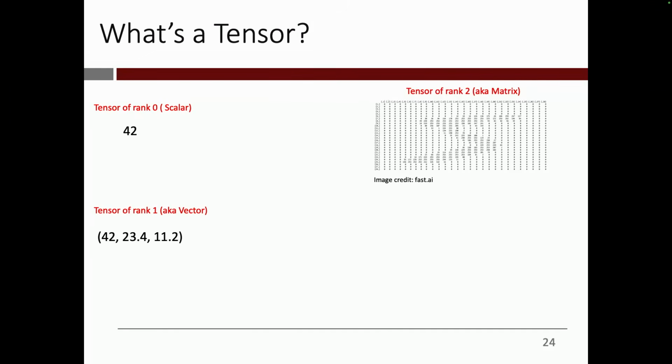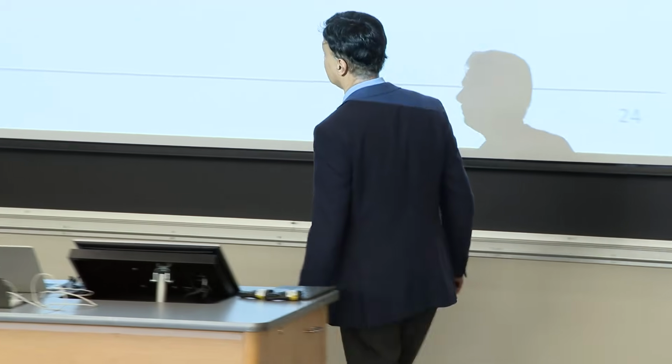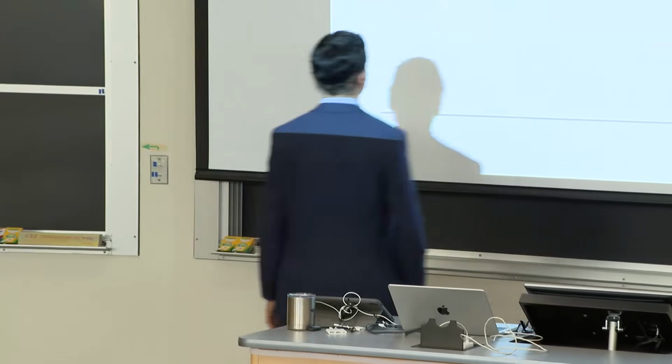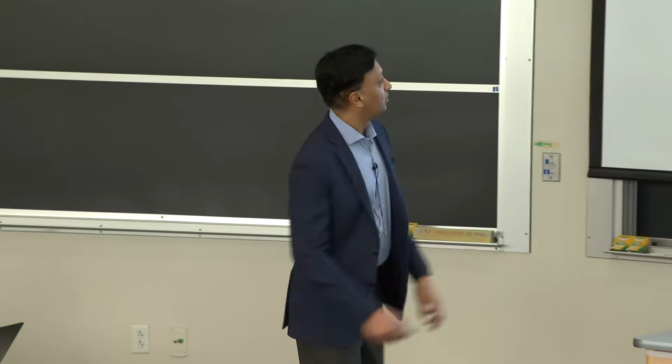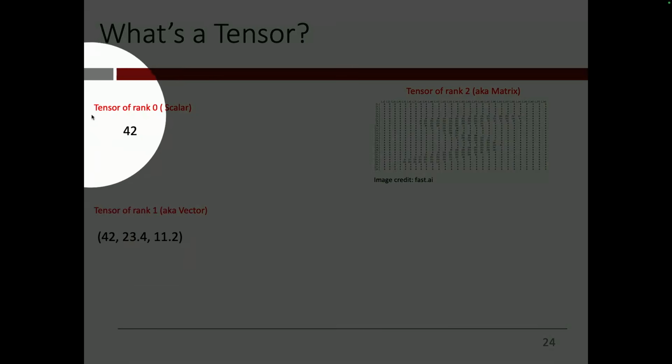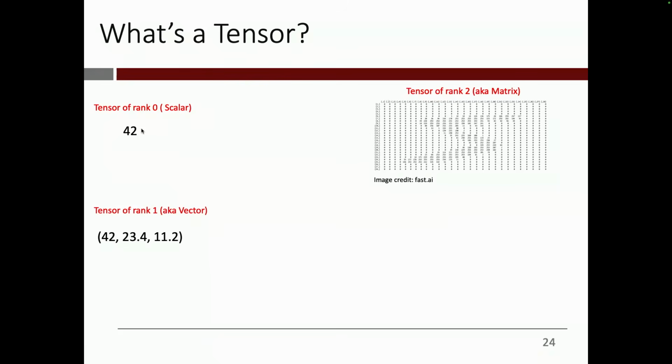Okay? So these are all tensors. Tensors are a generalization of the notion of a number, a vector, and a table to higher dimensions. Every tensor has something called a rank. A number is just a number. It doesn't have a dimensionality to it, so it has rank 0.